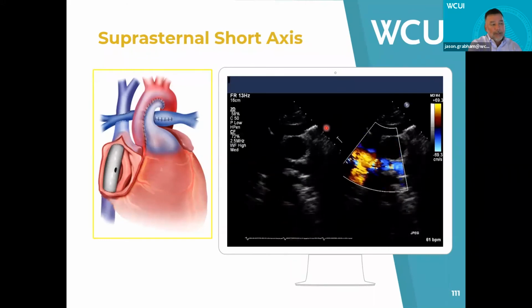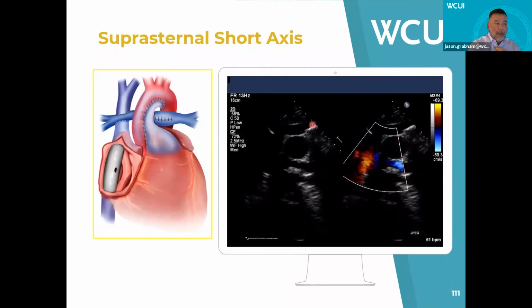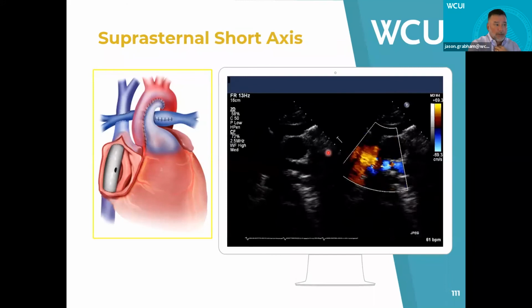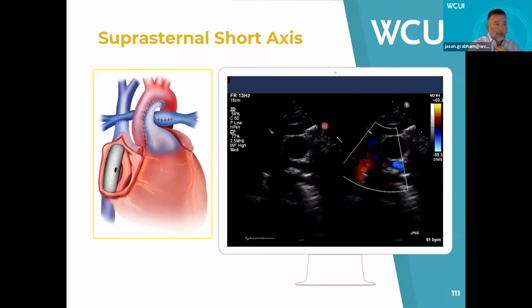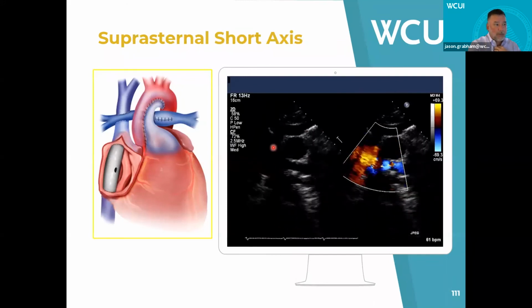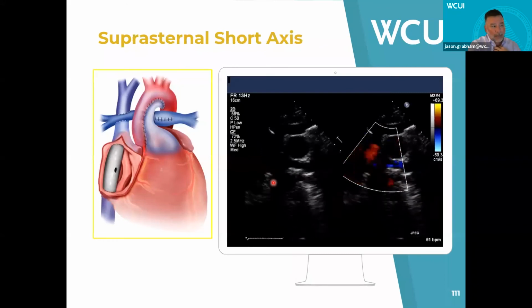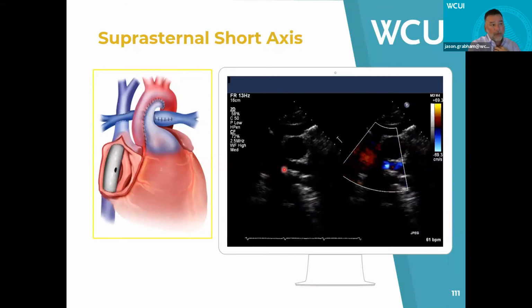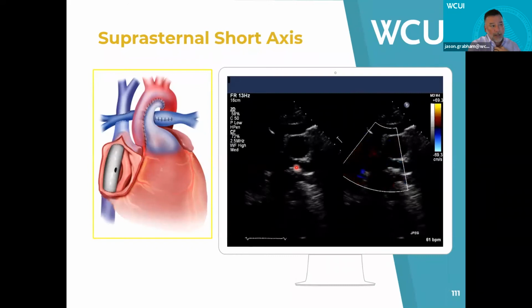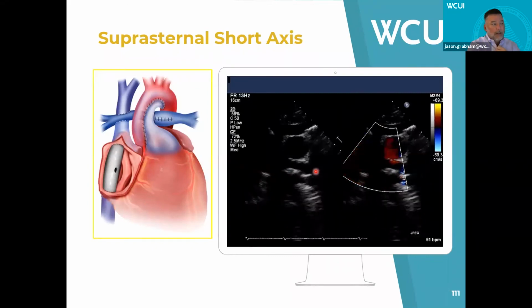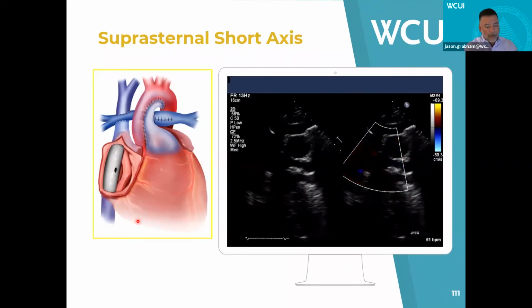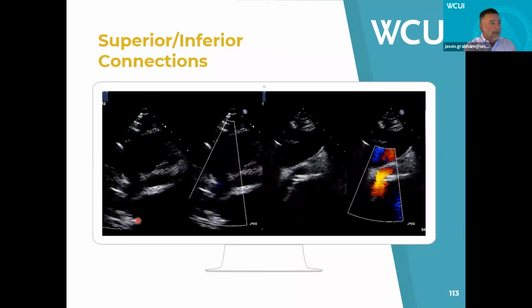Another view, this is imaging from the patient's suprasternal notch. So this is the ascending aorta, the innominate vein, the SVC will be over here. And then by color Doppler, you see this red flow coming up from below, tying into the branch pulmonary arteries. And that's that flow from the inferior vena cava coming up.